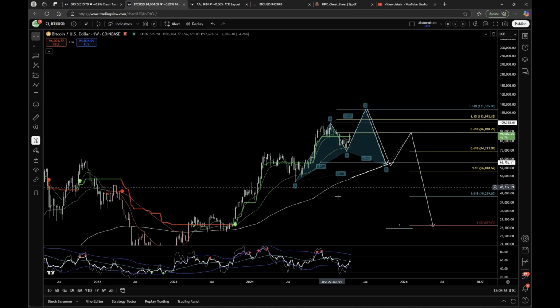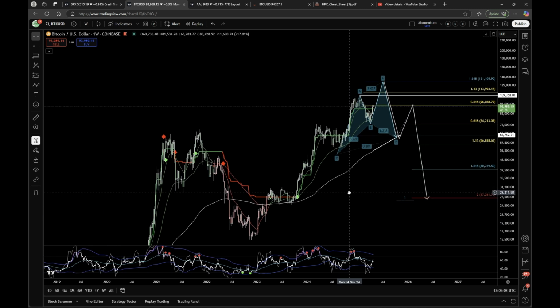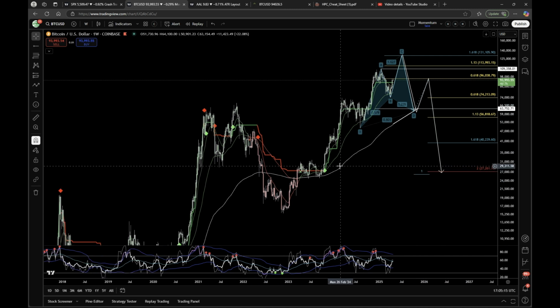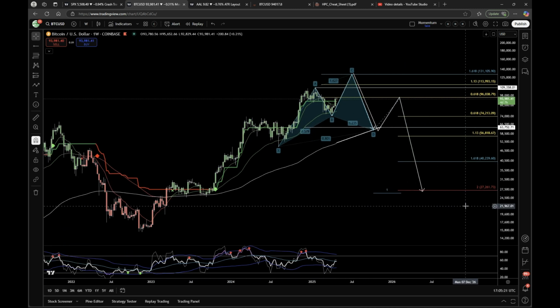Now we came into our 131,000, and we failed resistance there. We came down, ran a shark. That would be our ABC. That would be horrendous. That would lose us our 200 moving average. It would put us down into this prior range. That's a big volume range. Good time to pick some up, supposedly.